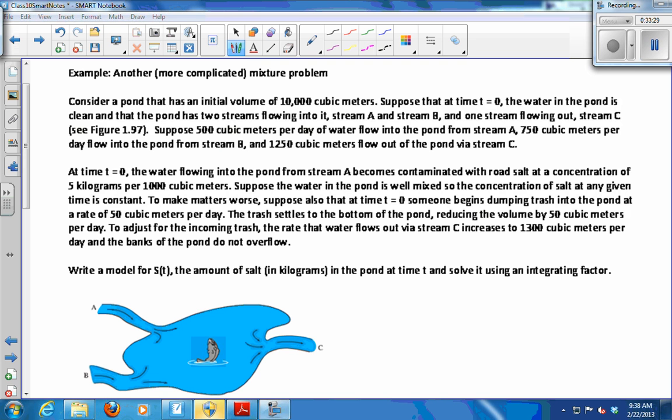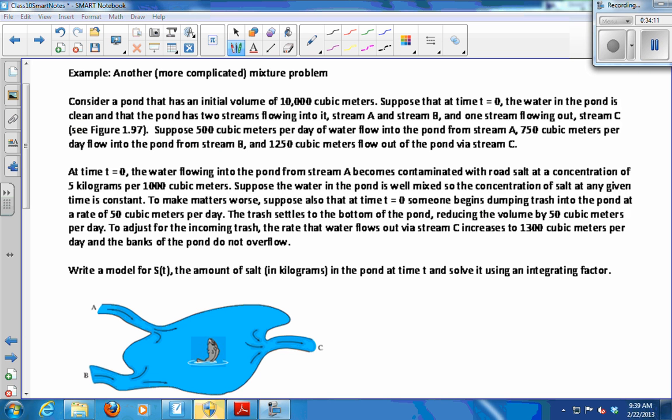So the same amount is going in as is coming out. And at time t equals 0, the water flowing into the pond from stream A becomes contaminated with road salt at a concentration of 5 kilograms per 1,000 cubic meters. And the water in the pond is well mixed, so the concentration of salt at any given time is constant. Also at time t equals 0, someone begins dumping trash into the pond at 50 cubic meters per day. The trash settles to the bottom of the pond, which reduces the volume of the pond by 50 cubic meters. So to adjust for the incoming trash, the rate that the water flows out increases to 1,300 cubic meters per day.